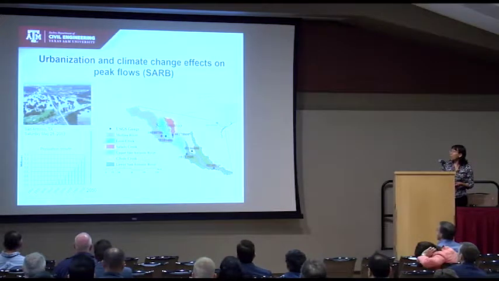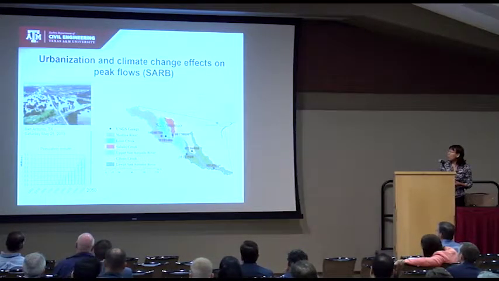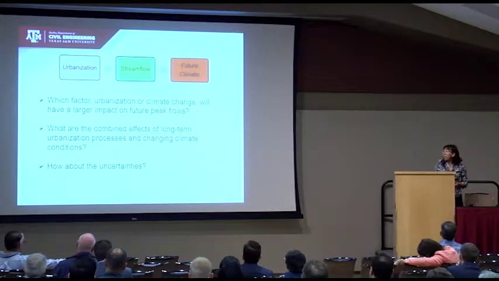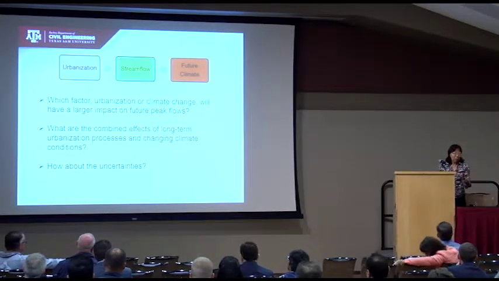Okay, as I said, we're interested in the San Antonio River Basin, which consists of six sub-water basins. And San Antonio is prone to flood, and the population grows really fast. I'll show soon how this population growth is related to the urban land cover change. And so the question I intend to answer in this presentation is, when we have urbanization and also this climate variability, which factor contributes more to the future flood peaks? And of course, these two factors happen simultaneously, and what's the combined effect looking into the future?